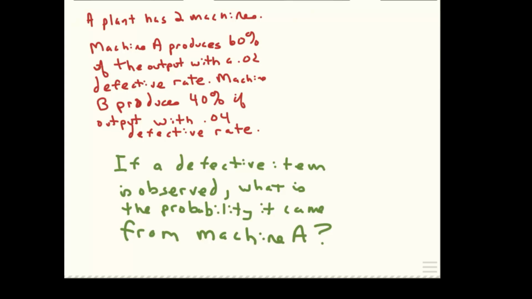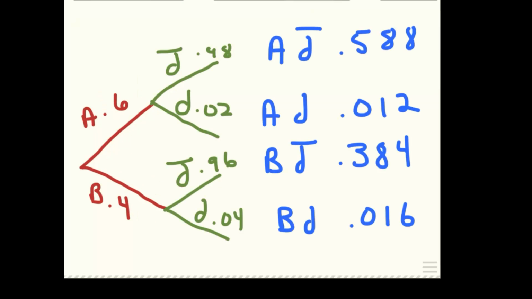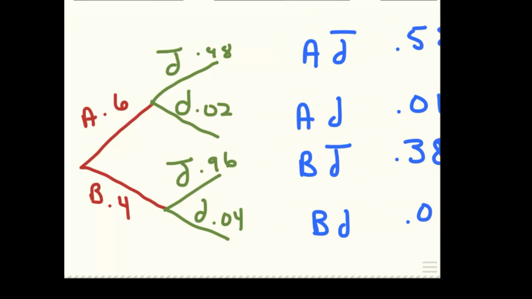So we're going to set this up in a tree diagram. If you need to pause before I move on, go ahead. And so here we have just the first part. 60% of the product is made by machine A, 40% by machine B. So put this stuff over here first.